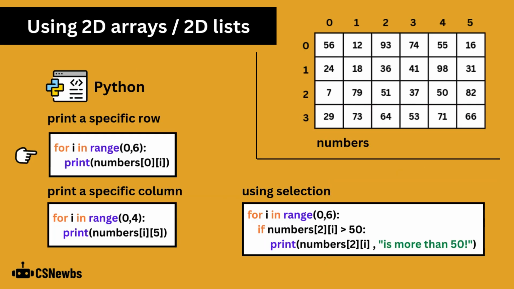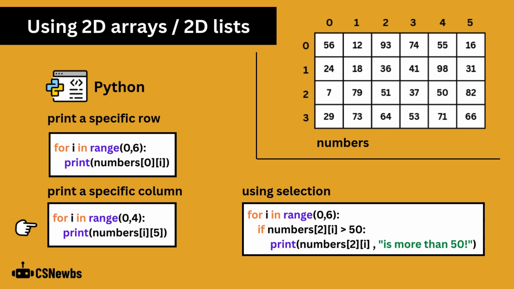To print a specific row, the first square bracket, which represents the row, is locked at a certain value, such as 0, and the second bracket uses the loop number. So, this would print numbers[0, 0] the first time, which is 56. Then it would print [0, 1], which is 12. Then [0, 2] for 93, [0, 3] for 74, [0, 4] for 55, and [0, 5] for 16, printing the entire first row in the 2D array.